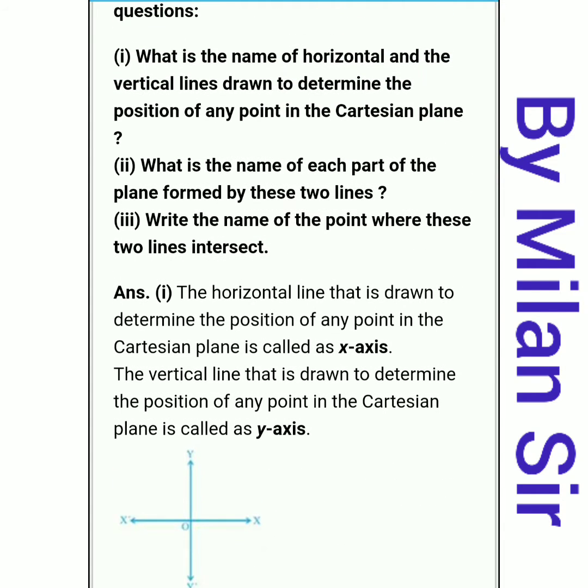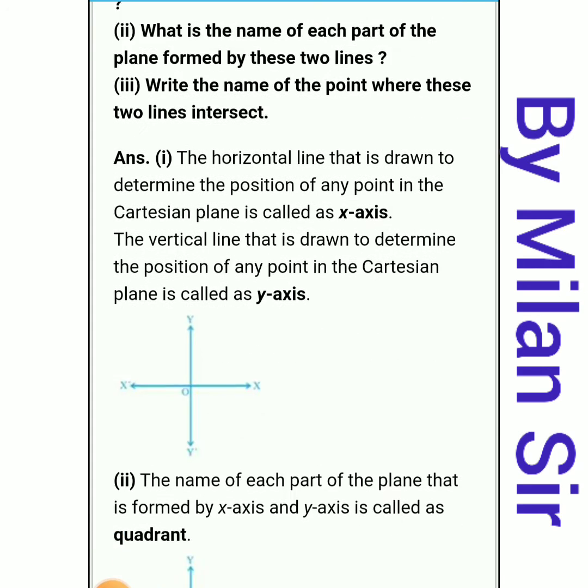So here the horizontal line is the x-axis, the vertical line is the y-axis. The x-axis and y-axis divide the plane into four parts. Each part is called one quadrant: first quadrant, second quadrant, third quadrant, and fourth quadrant. And the origin is the intersection point of the x-axis and y-axis.